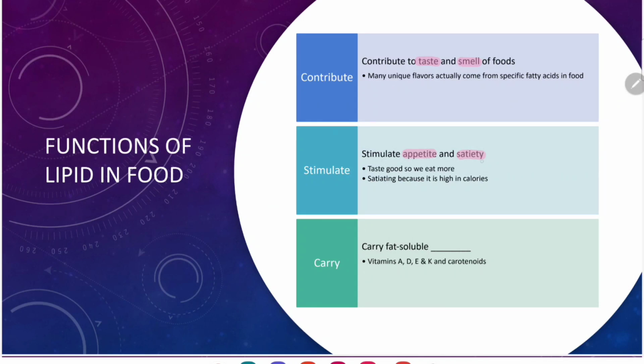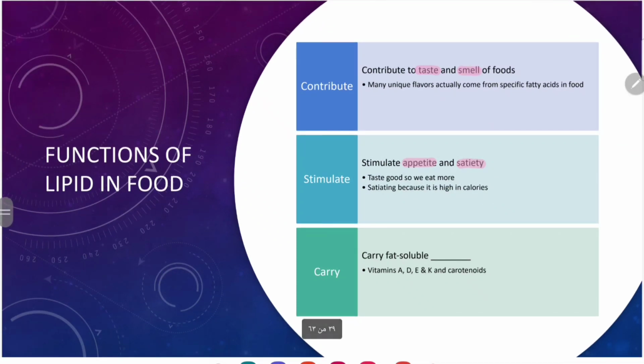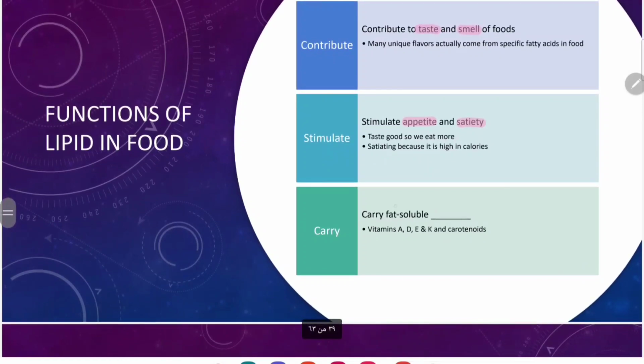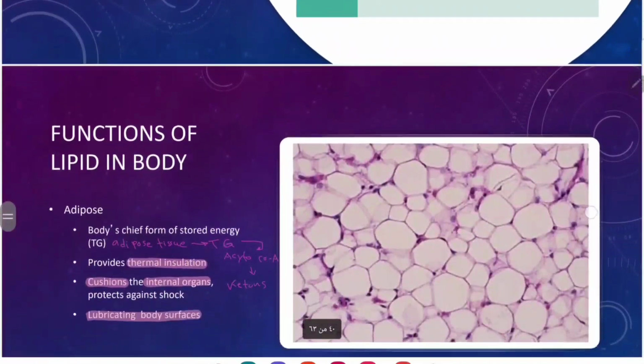It stimulates the appetite and satiety. Taste good so we eat more and satiating because it's high in calories. فالدهون راح تعطينا تحفيز حق إن الشخص لما يشم الأكل المركبات اللبس اللي داخل الأكل اللي داخل الأطعمة هي اللي راح تعزز الشهية والإشباع. الشبع إن الشخص يكون يجوع لما يشم الأكل. It carries fat soluble vitamins اللي هي KADE and carotenoids. فلو صار في نقص في هذه الليبيدز راح يكون عندنا نقص في هذه الفيتامينز ويسبب مشكلة في الجسم.